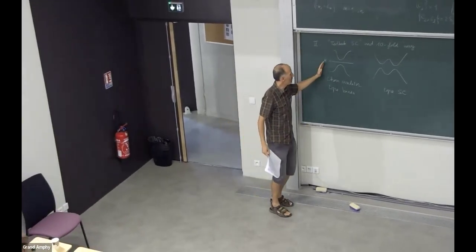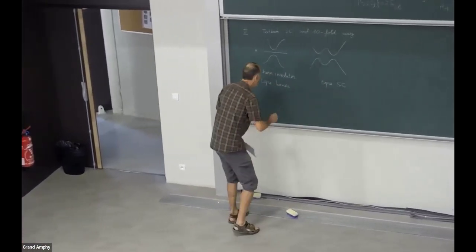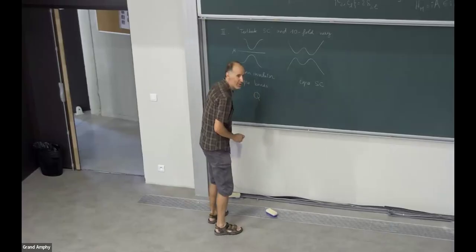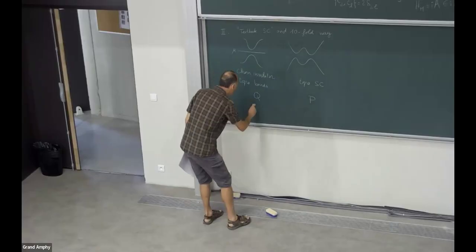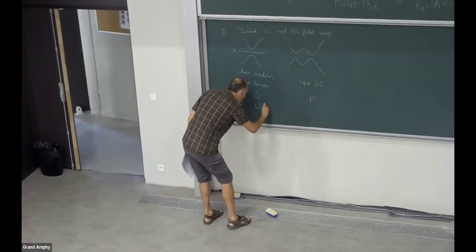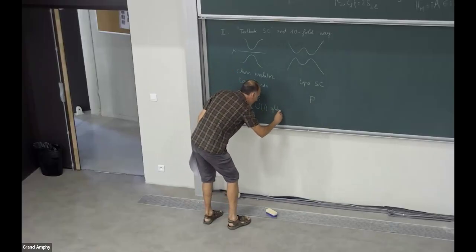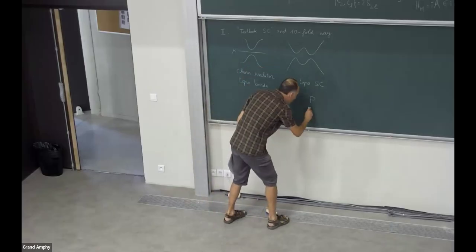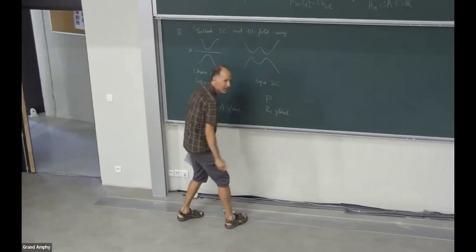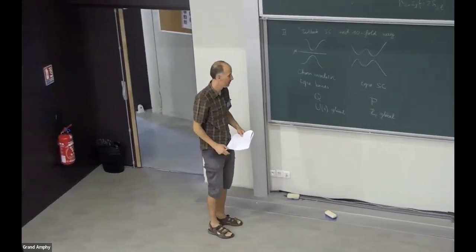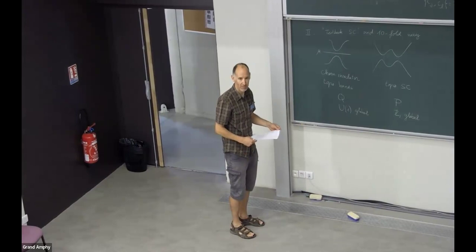The only difference between this column and that column is that here you conserve particle number, here you only conserve fermion parity, and the corresponding symmetry is called U(1) global symmetry. And here it's called only Z2 global symmetry. The charge is for particle number.